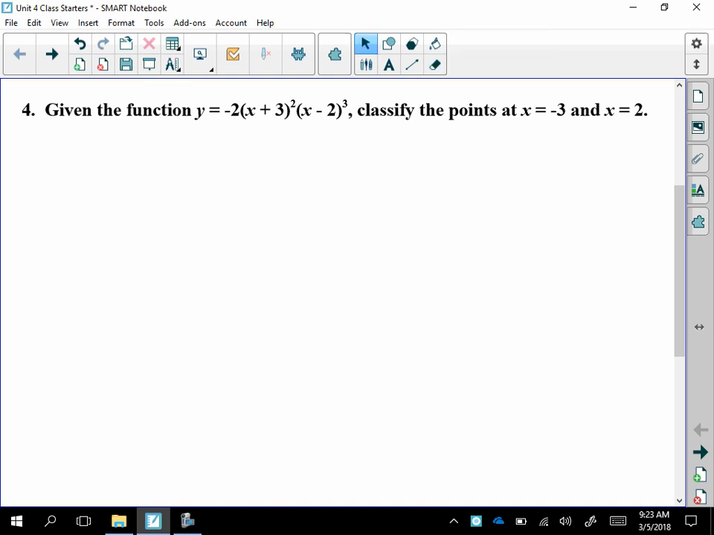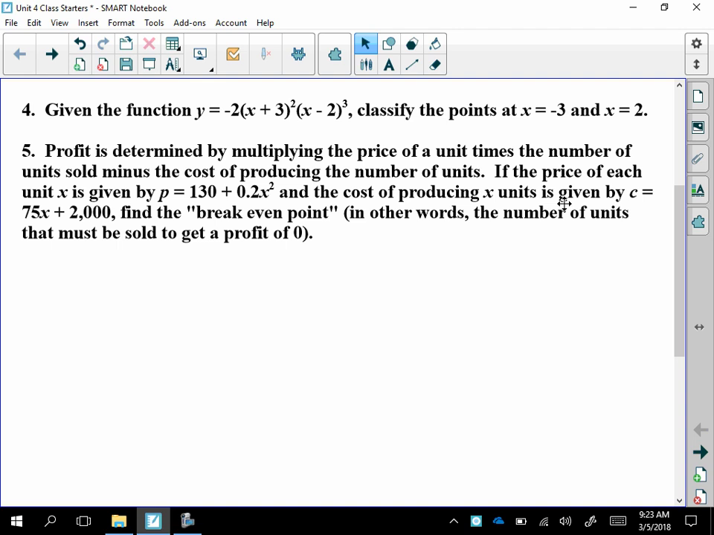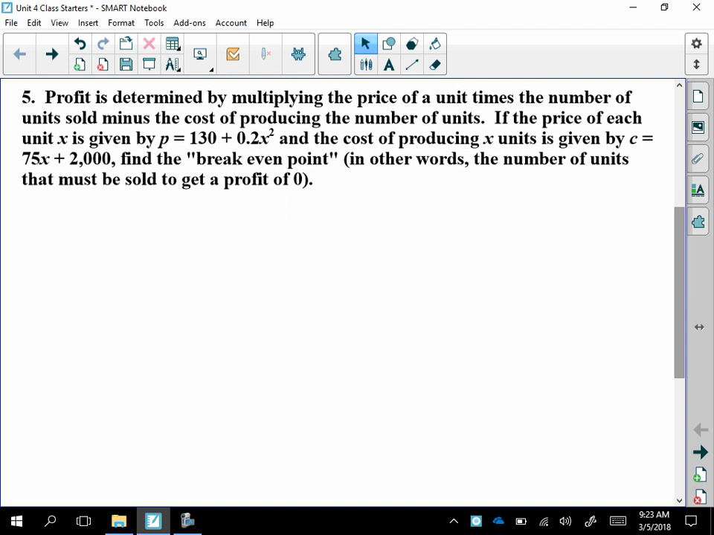All right, and then number 5. I think you had a problem like this on your take-home, if I'm not mistaken. It says profit is determined by multiplying the price of a unit times the number of units sold minus the cost of producing the number of units. There's a whole lot embedded in that statement. But if you wanted to take this first sentence and translate it into a mathematical equation, how could you write that?